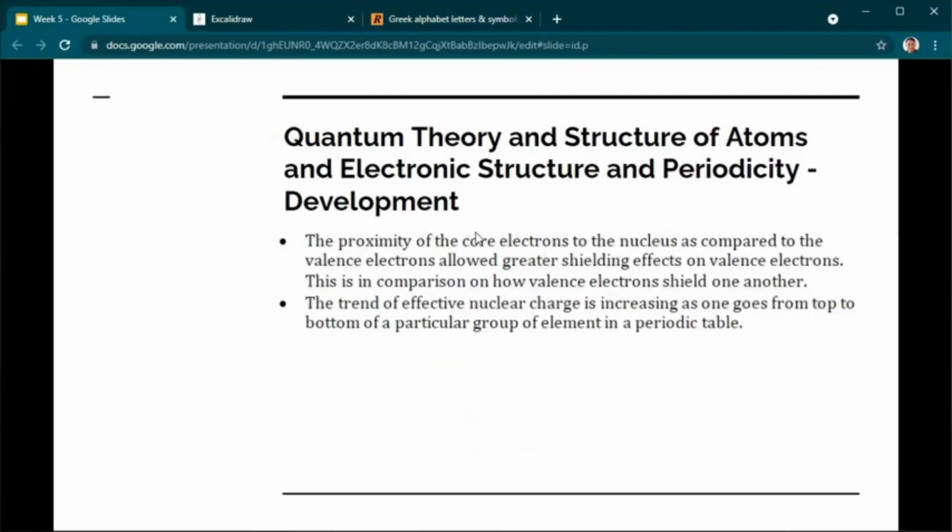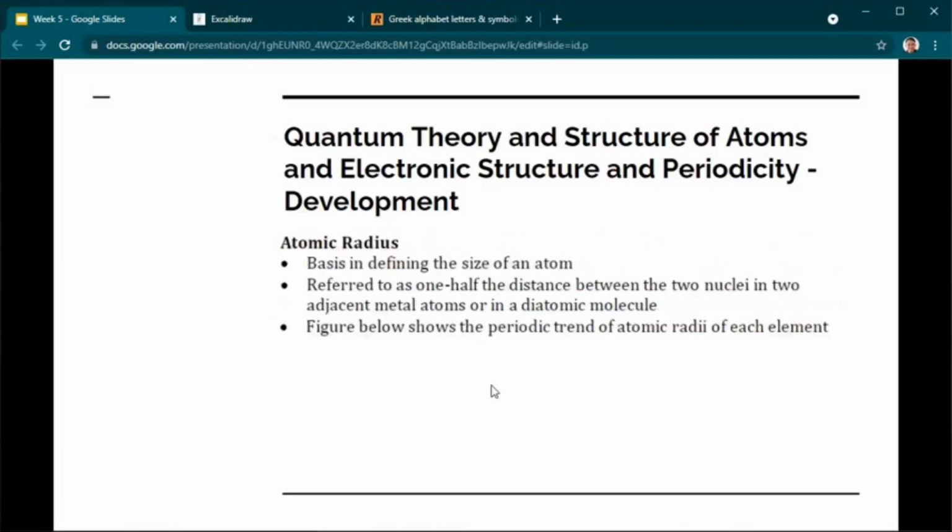The proximity of the core electrons to the nucleus, as compared to the valence electrons, allows greater shielding effects on valence electrons. This is in comparison to how valence electrons shield one another. The trend of effective nuclear charge is increasing as one goes from top to bottom of a particular group of elements in the periodic table. So top to bottom, increasing nuclear charge.